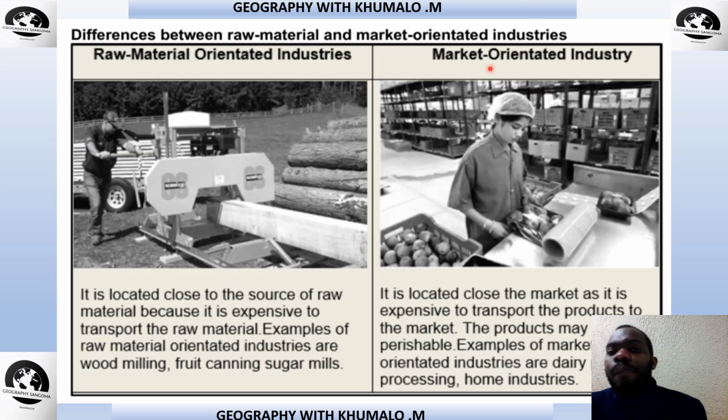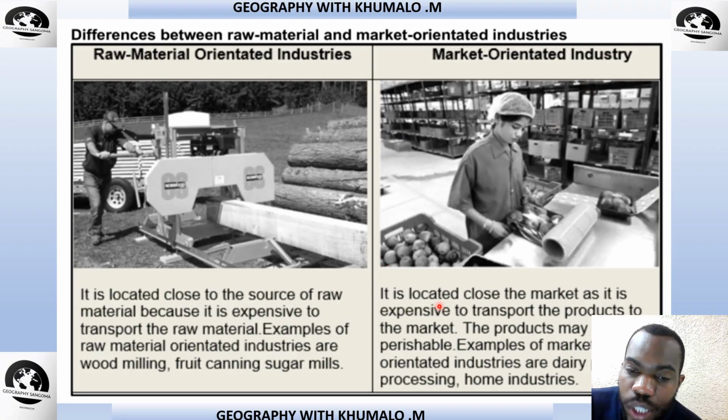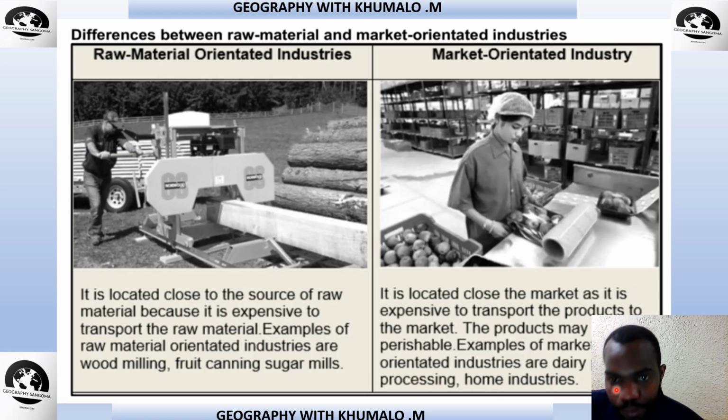Then we look at the market-orientated industries, grade 12s. The market-orientated industry is located close to the market, as it is expensive to transport the products to the market. The products may be perishable, and examples of market-orientated industries are your dairy products processing and home industries. So that is the market-orientated industry.